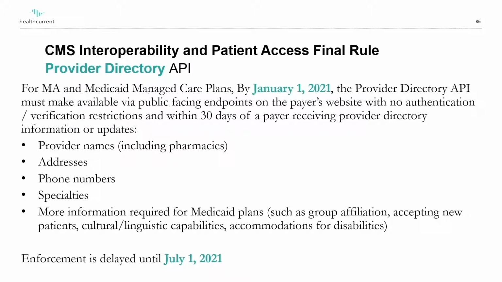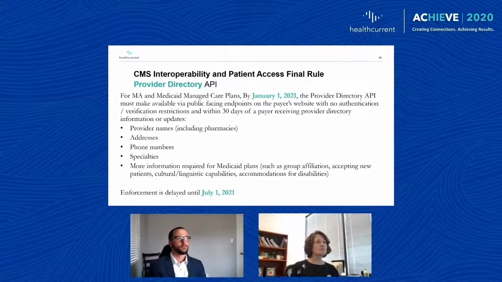So not just for patients to get access to their health information, but anybody in the public who wants to get things like provider names, addresses, phone numbers, specialties. And if you're a Medicaid plan, you also have to include information like group affiliation, whether or not they're accepting new patients, and if they can accommodate disabilities. So that's the provider directory API requirement.